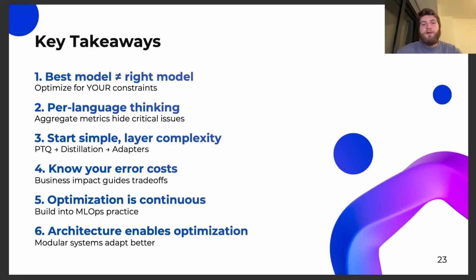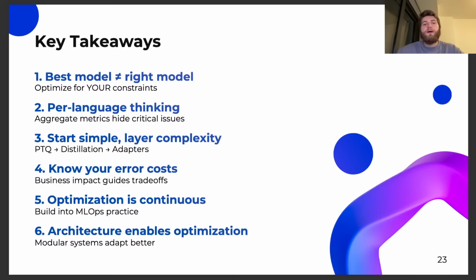Second one, multilingual optimization requires per language thinking. Techniques that work for English may harm low resource languages. Always measure and monitor per language impact. That's important. Third, start simple, layer complexity. Begin with post-training quantization, add distillation if needed. Add adapters for critical languages. Don't jump to complex solutions before exhausting simple ones.